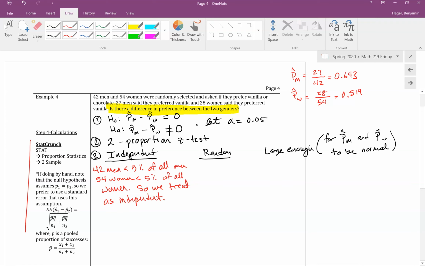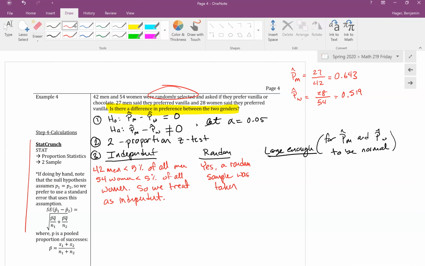Okay, good old 5% rule. It does say a random process was used. Okay, random sample was taken. And lastly, are we large enough?